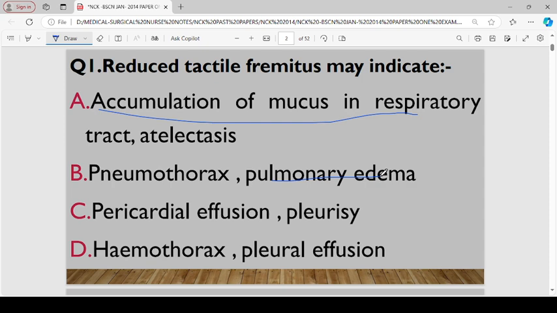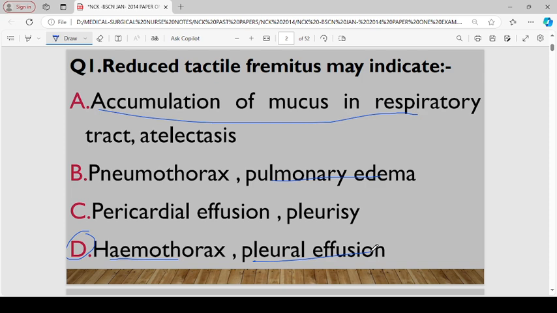Pericardial effusion, pleurisy, if you look at them again, are not related to this condition. The best option for us, the conditions that are going to reduce tactile fremitus, may indicate someone is having hemothorax or pleural effusion. As we have indicated, when the density of the lung tissue decreases, it will impede the transmission of vibration. So these conditions are the ones that will be implicated here, right?